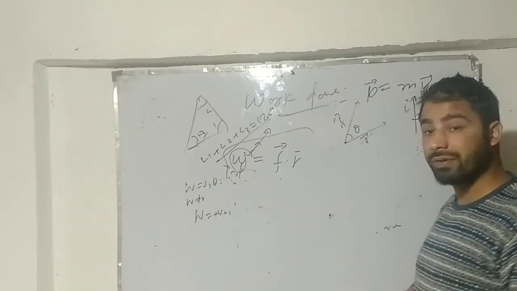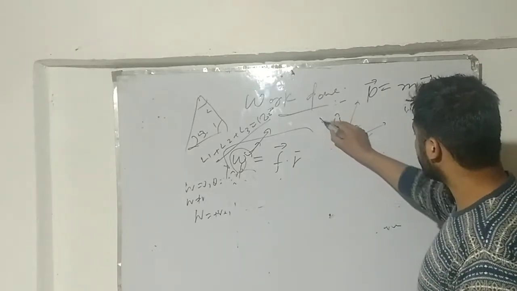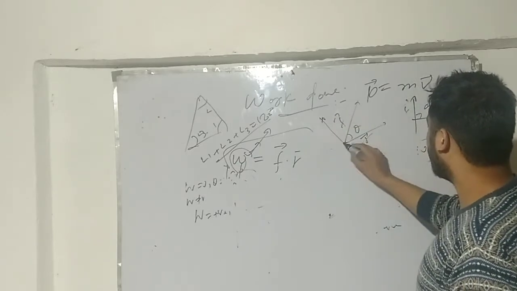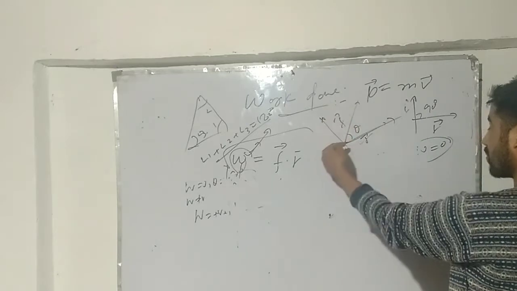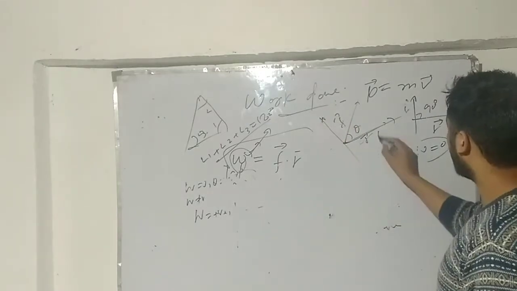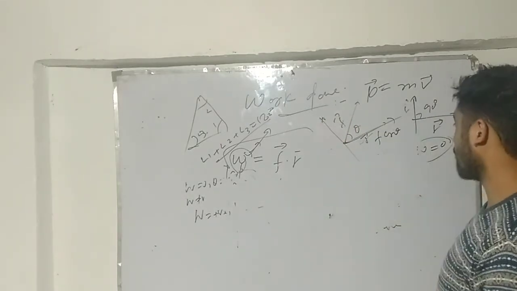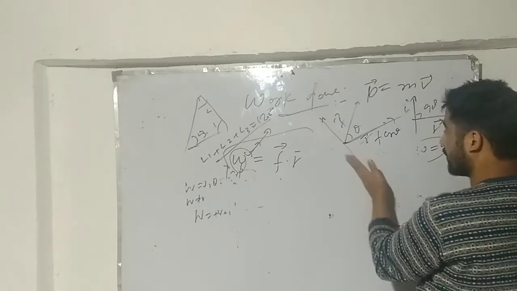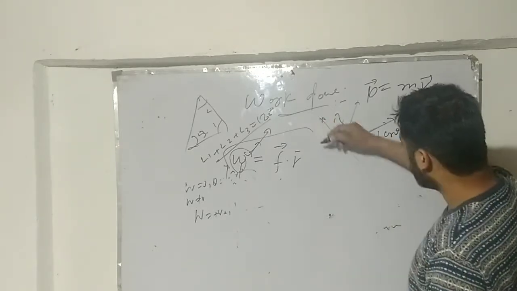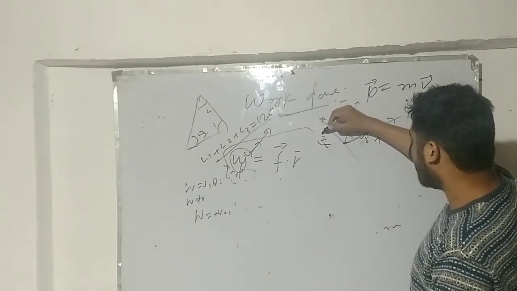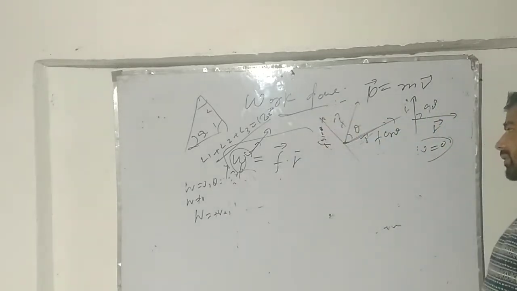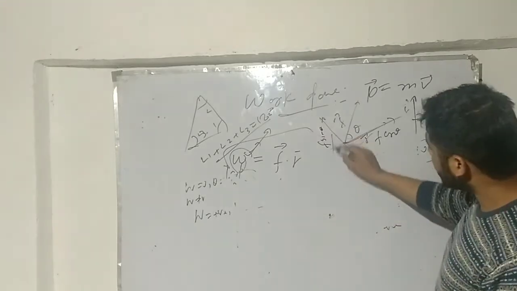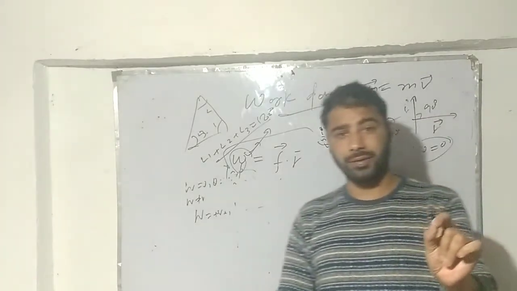If I resolve my force here into its components, one component will be here and another component will be here. The component of the applied force along the displacement we will call F cos theta, and the component which is perpendicular to the particle motion we call F sin theta. Looking at this problem, F sin theta will not contribute to my work done.